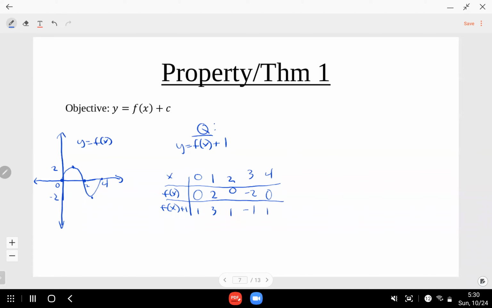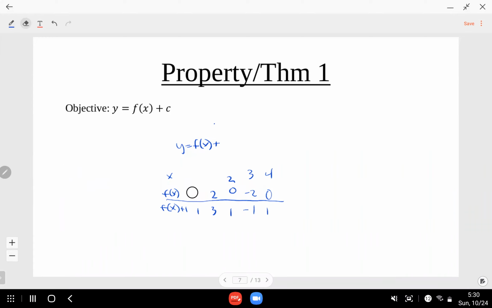Okay, and if you plot those points, you can see that they're one above the previous ones. Like this. And you can see that it shifted up by 1. So our theorem here, okay, let me create some space. So our theorem here about f of x plus c, what would that be?